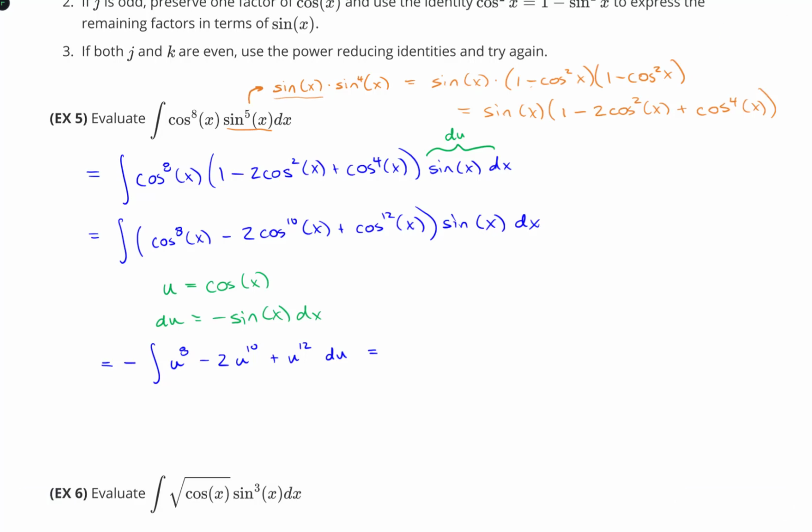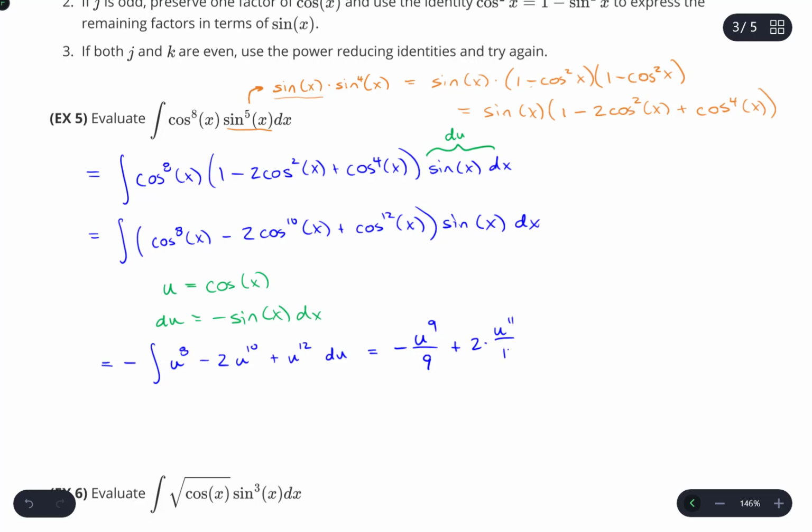Now I can integrate, and let's see, this would be, I'll just say negative u to the 9th over 9. And I'm sort of distributing this negative as I go through, so this would be then positive 2 times u to the 11th over 11, and then minus u to the 13th over 13 plus c.